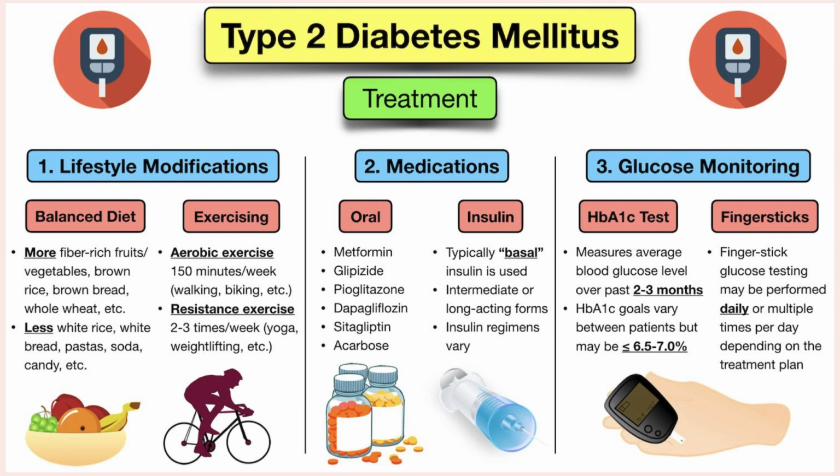You also want to keep up with your glucose monitoring. So every 3 to 6 months, you want to have your HbA1c test checked. And you also want to keep up with finger sticks daily or multiple times a day, just depending on your treatment plan and your doctor's orders.